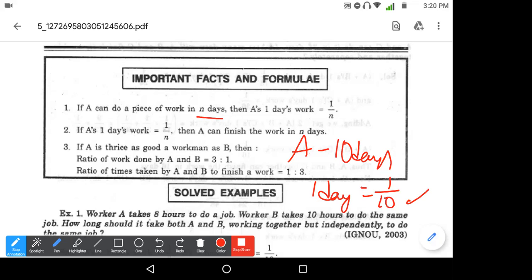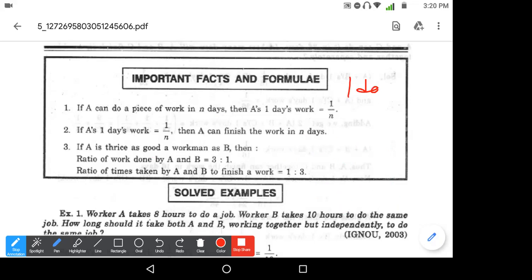Then if A's 1 day's work is 1 by n, then A can finish the work in n days. This is the opposite. If A's 1 day work is 1 by 10 in our example, then A can finish the work in 10 days.